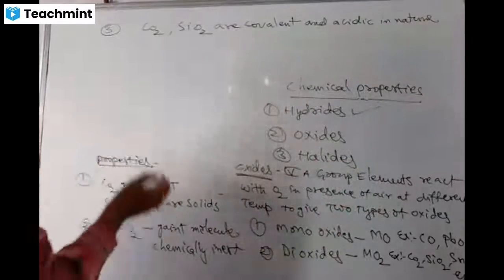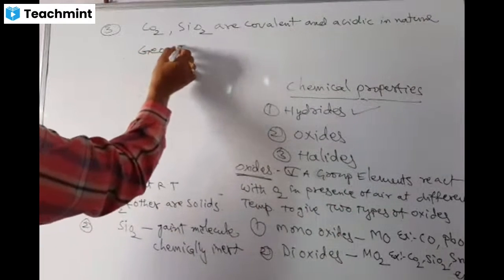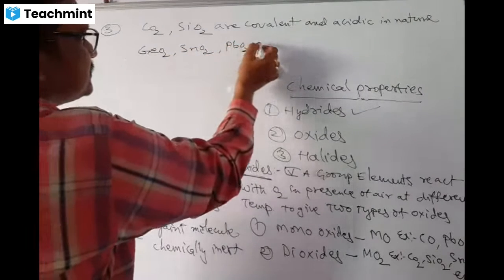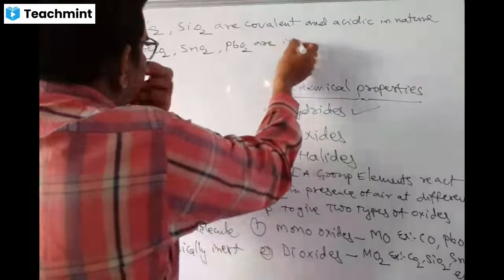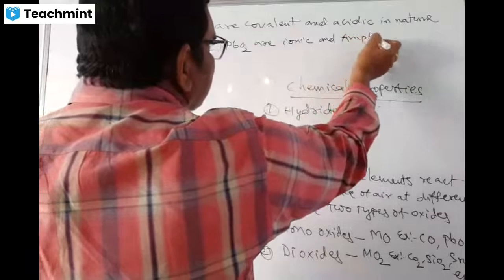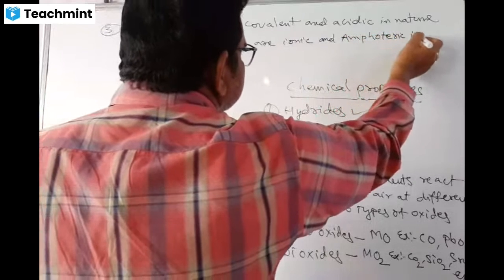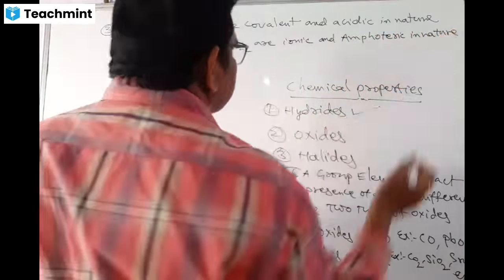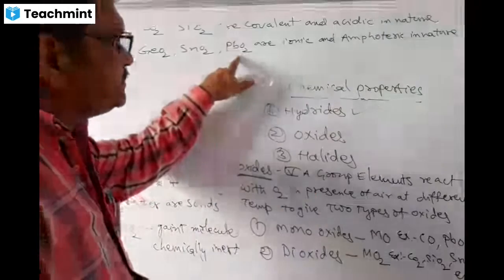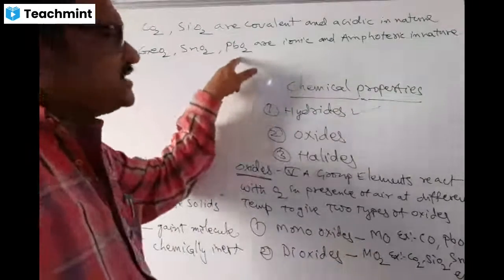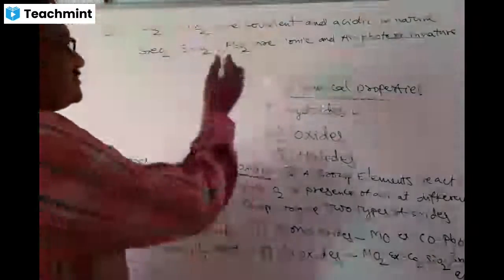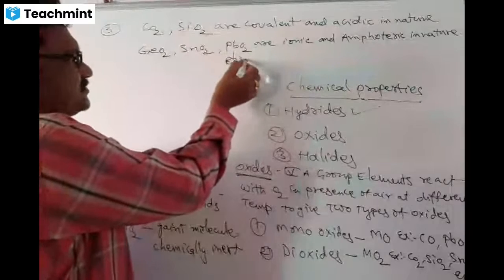The remaining oxides, for example germanium dioxide, tin dioxide, and of course lead dioxide, are ionic and amphoteric in nature. Particularly regarding lead dioxide, it is a metal oxide, basic in nature. Remember, this is a basic oxide.